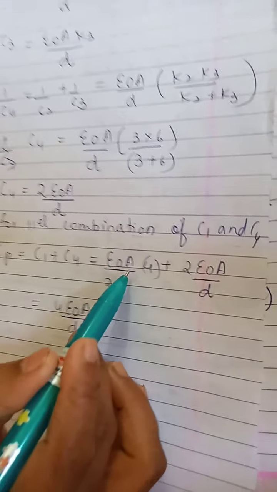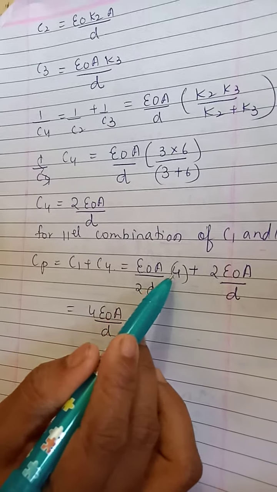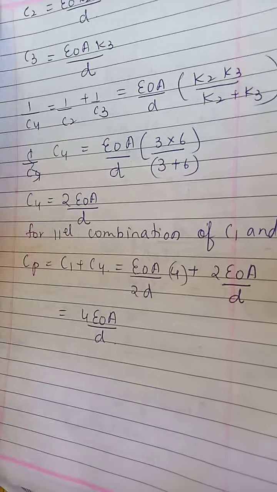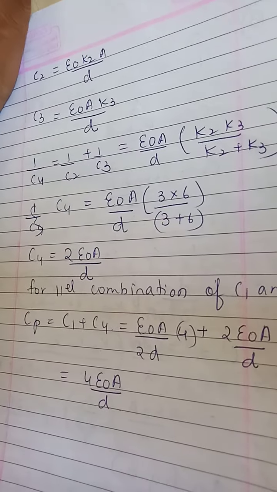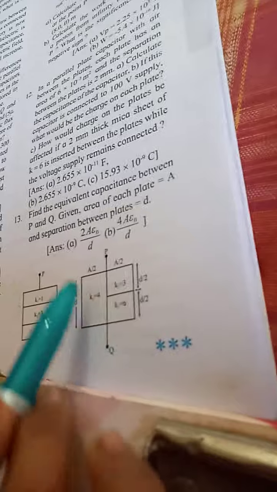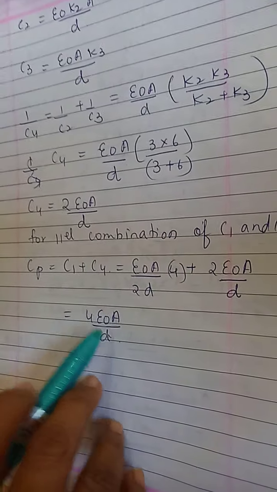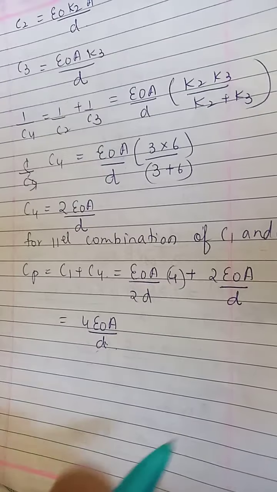This is C4. C1 is A epsilon naught K1 divided by 2D because D is half here. Area is half, students. D is as usual, area is half. Solve it. Just add the two. You get 4 epsilon naught A divided by D.